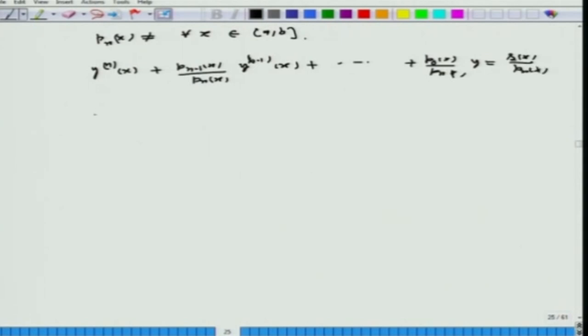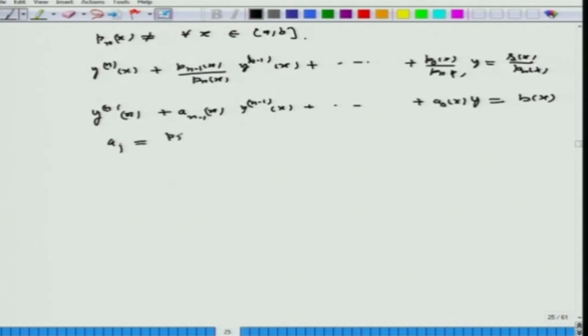So, this can be rewritten in this form: y^(n)(x) + A_(n-1)(x) y^(n-1)(x) and so on plus A_0(x) y = B(x), where A_j(x) is Pj(x)/Pn(x) for j = 0, 1, 2 up to n minus 1, and B(x) equals R(x)/Pn(x).